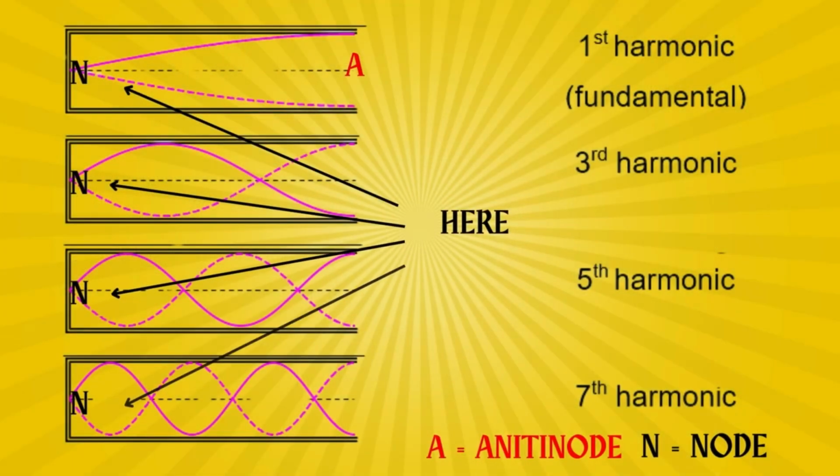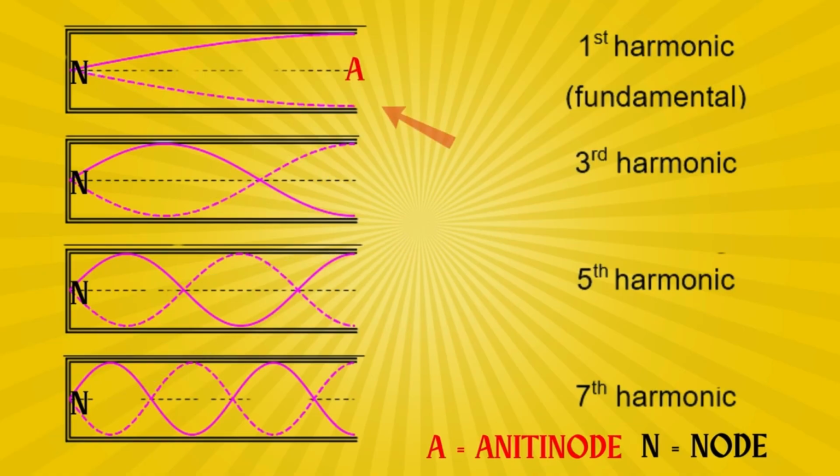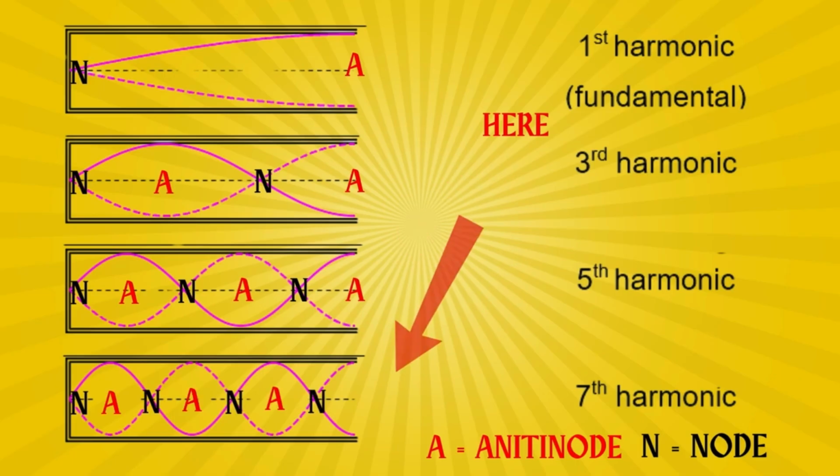All that is needed is for the node to stay at the back wall and for the antinode of the wavelength to stay flush with the opening of the chamber, like you see here for the fundamental frequency of the chamber, and here for the third, and for the fifth, and for the seventh harmonics. The third, fifth, and seventh harmonics of the fundamental frequency of the chamber are all resonant frequencies of the chamber.